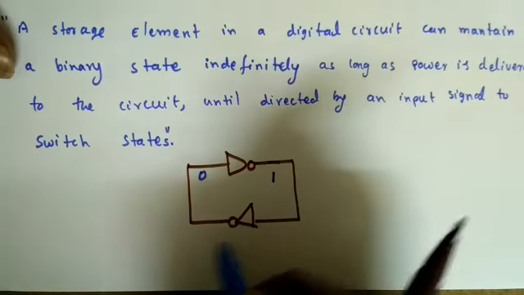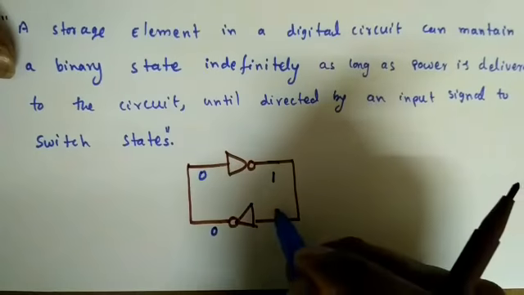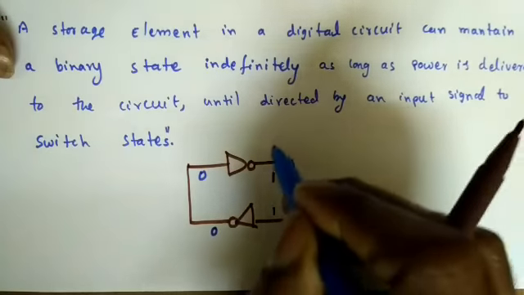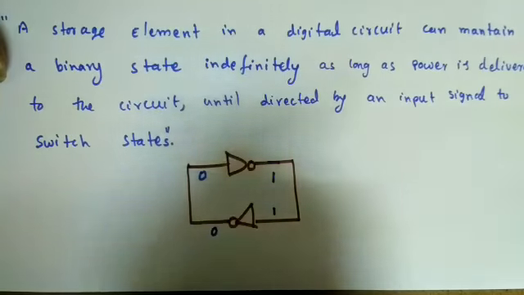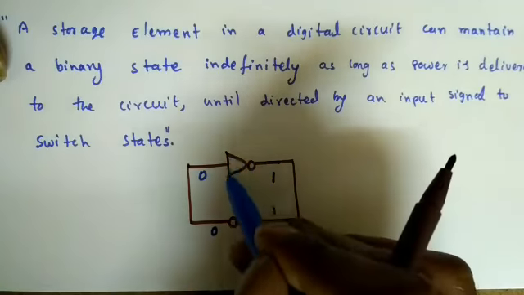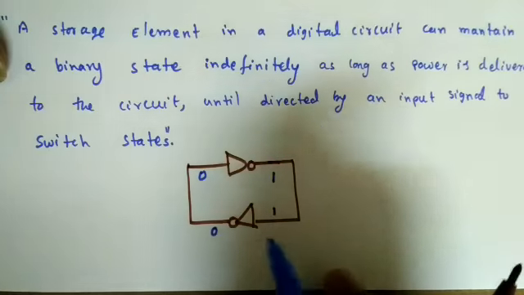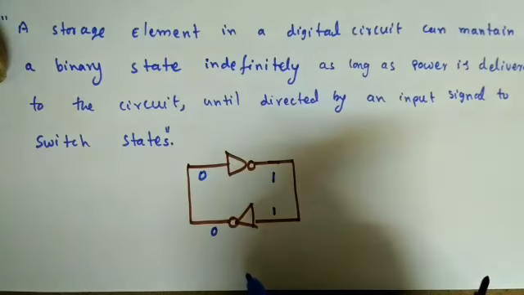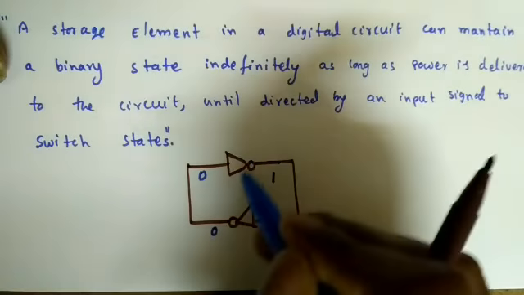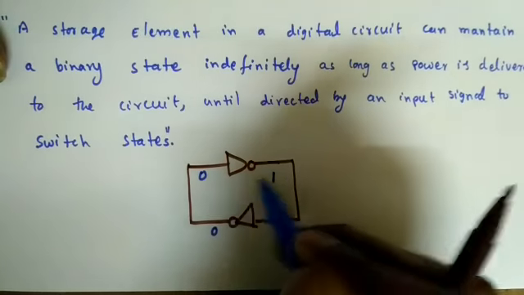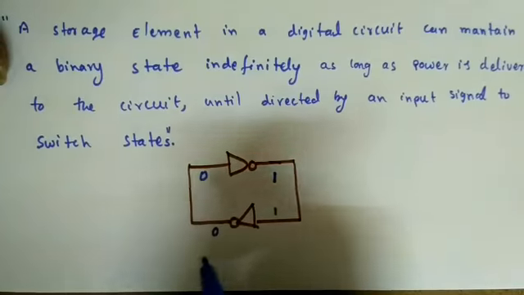Then this 1 is going to this inverter, so I will get 0 only. That means this is 1. So it is storing 1 indefinitely as long as we give power to the inverters. Remember, this is not a simple triangular box with a bubble. Inside it, transistors will be there, and to work those transistors we need to give some power. So unless these two are working, this 1 will be maintained here, and this 0 will be maintained here.